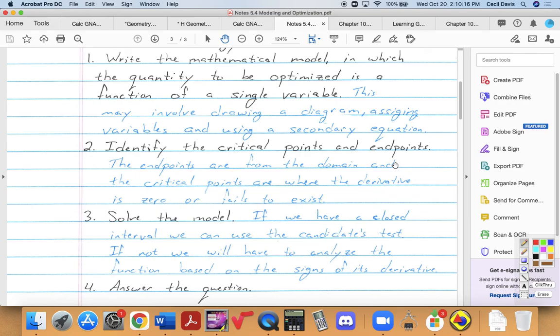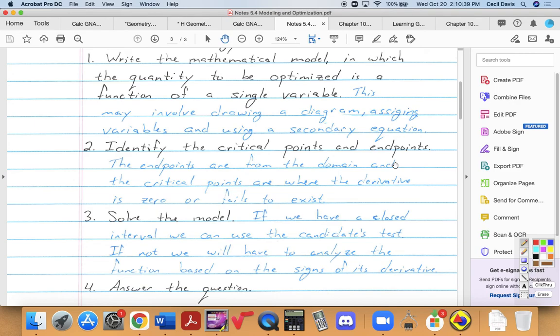Then identify the critical points and any endpoints. In most of these problems, they're open intervals, or they're squidgy closed intervals, and we'll talk about what I mean by that in a minute. You could kind of call it that. You'll see what I mean. And then solve the model.